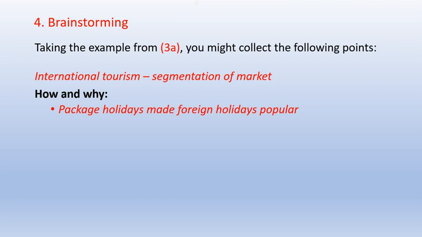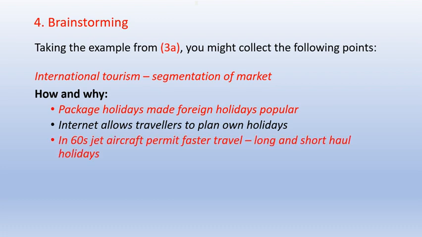So when we prepare everything easily, it can attract them to visit our country. So international tourism would prosper. Okay, then the next point, what should it be, everyone? Internet allows travelers to plan their own holidays. So it is automatically connected. In the 60s, jet aircraft permit faster travel, long and short holidays.